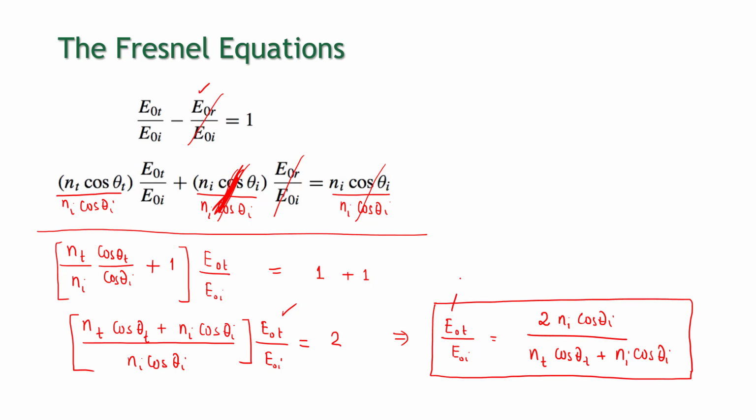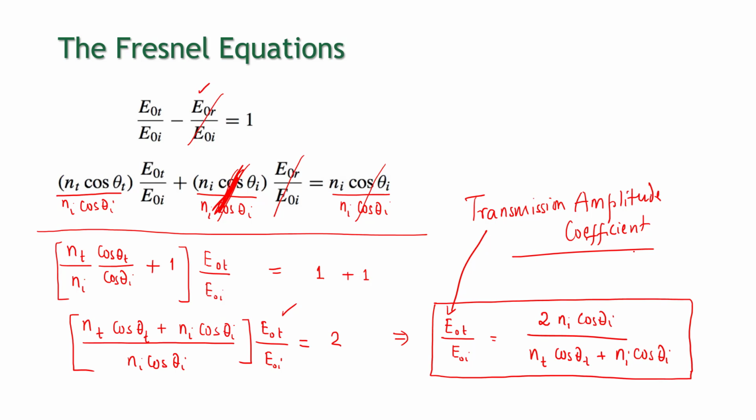Okay, so this thing is called transmission amplitude coefficient. So that tells you how much amplitude is transmitted with respect to the incident electric field.